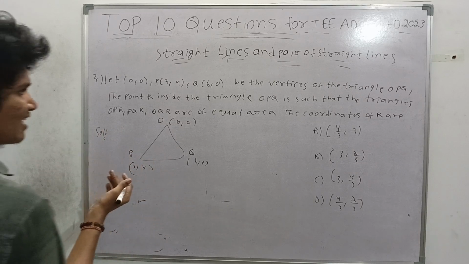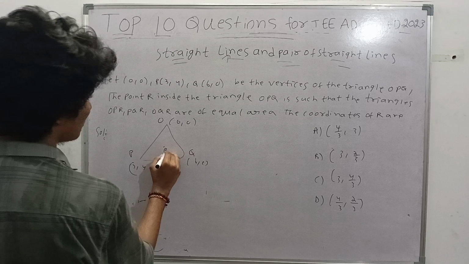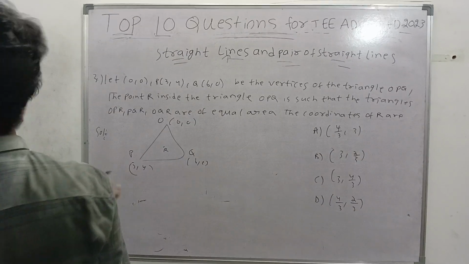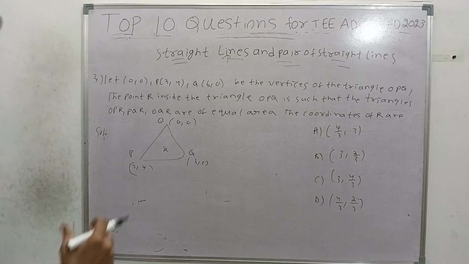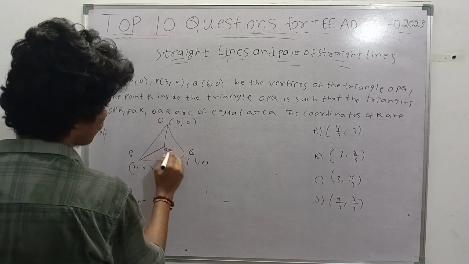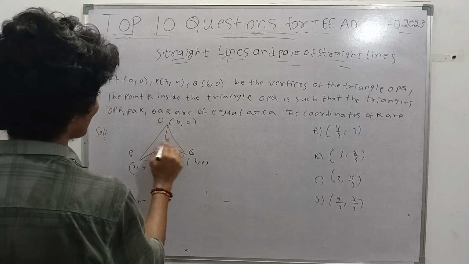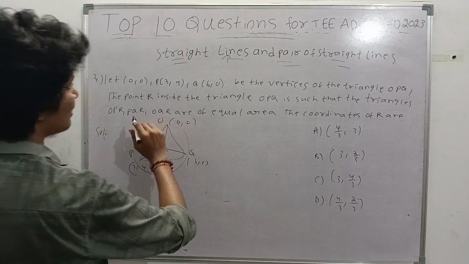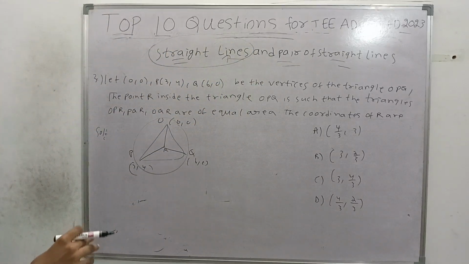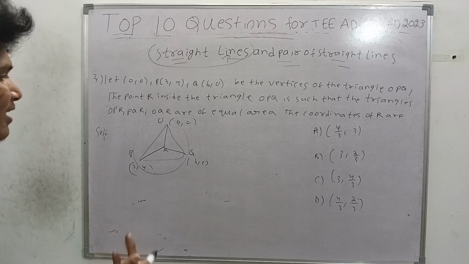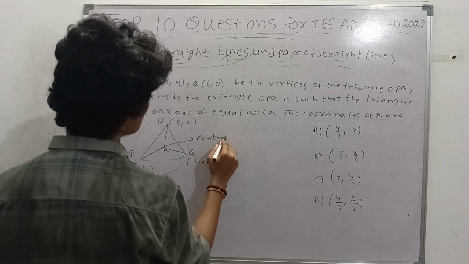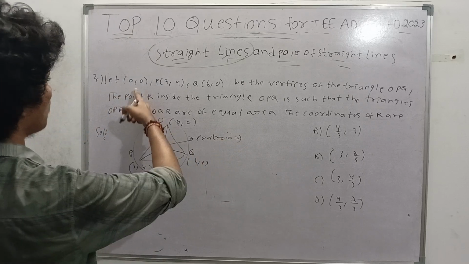Now the point R is inside the triangle OPQ. Suppose R is like this. What is the condition? R is situated inside the triangle and it gives equal areas ORP, PRQ and ORQ, these three are equal. By the straight lines property, when a point situated inside the triangle gives three equal areas, this point is known as the centroid. You already know this, the centroid, and we have to find the centroid of these three points.